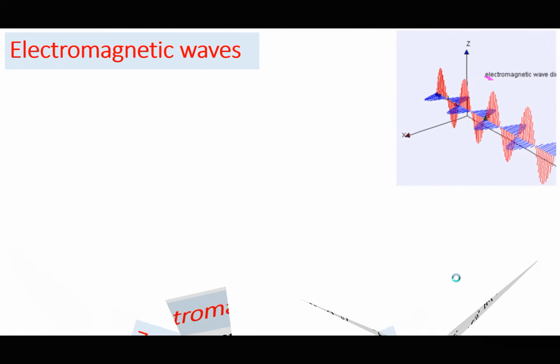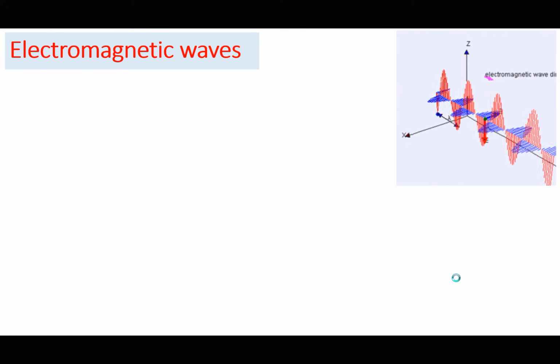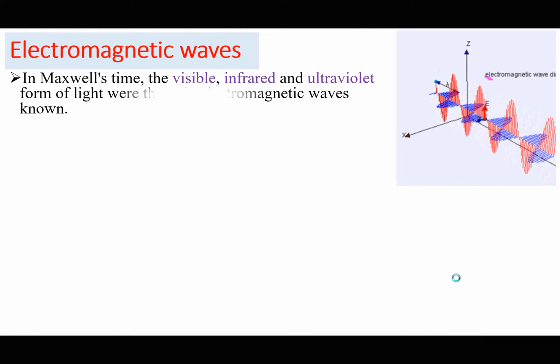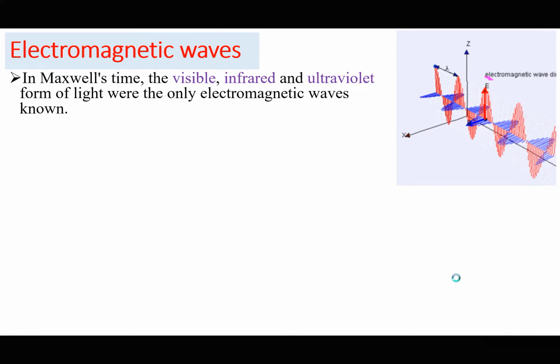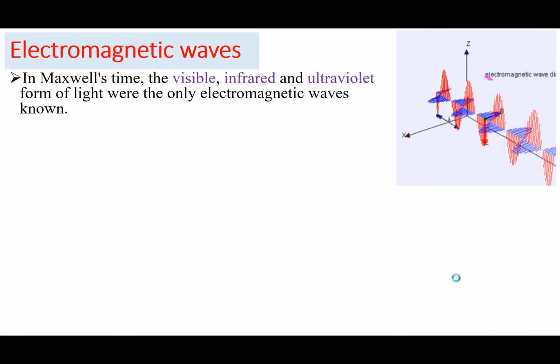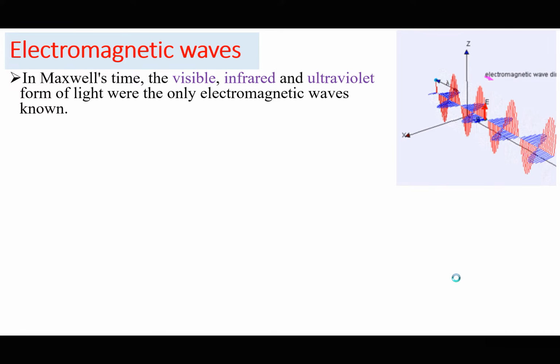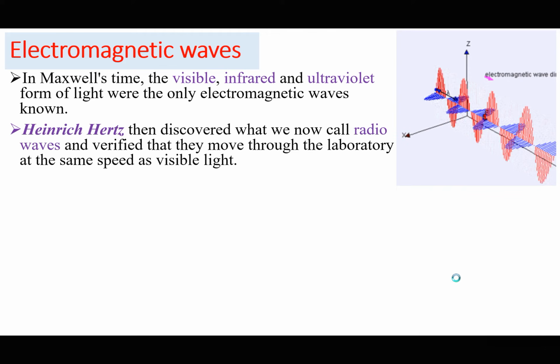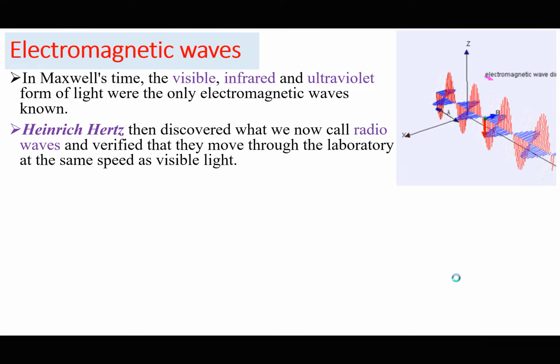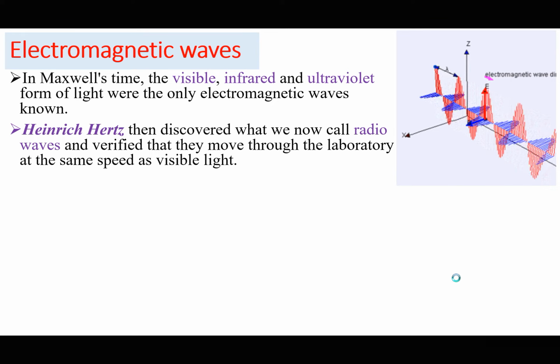So in James Clerk Maxwell's time, visible light, infrared, and ultraviolet forms of light were the only electromagnetic waves known at that time. Later on, Heinrich Hertz discovered what we today call radio waves, and he was able to verify that they also moved through the laboratory at the same speed as visible light.